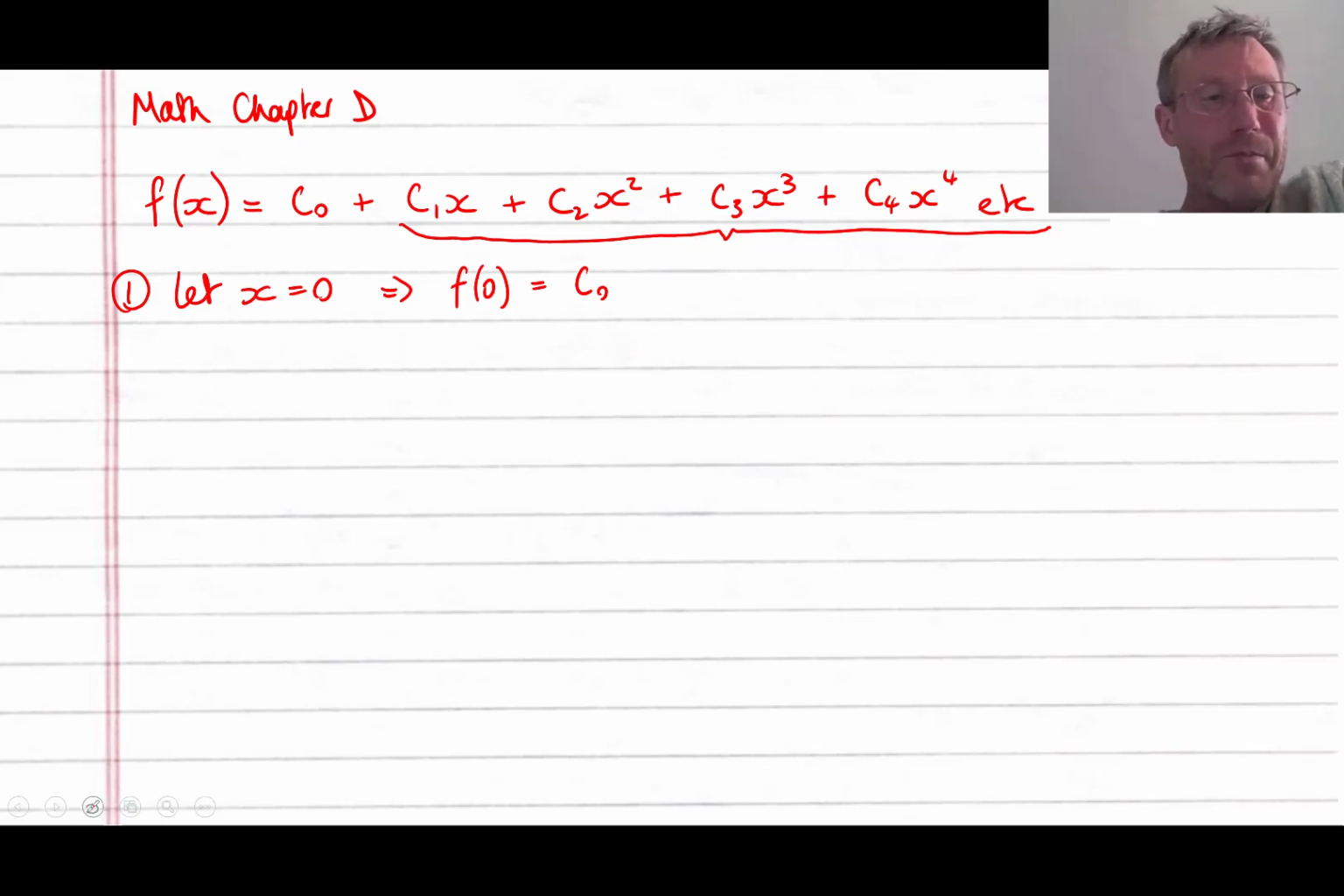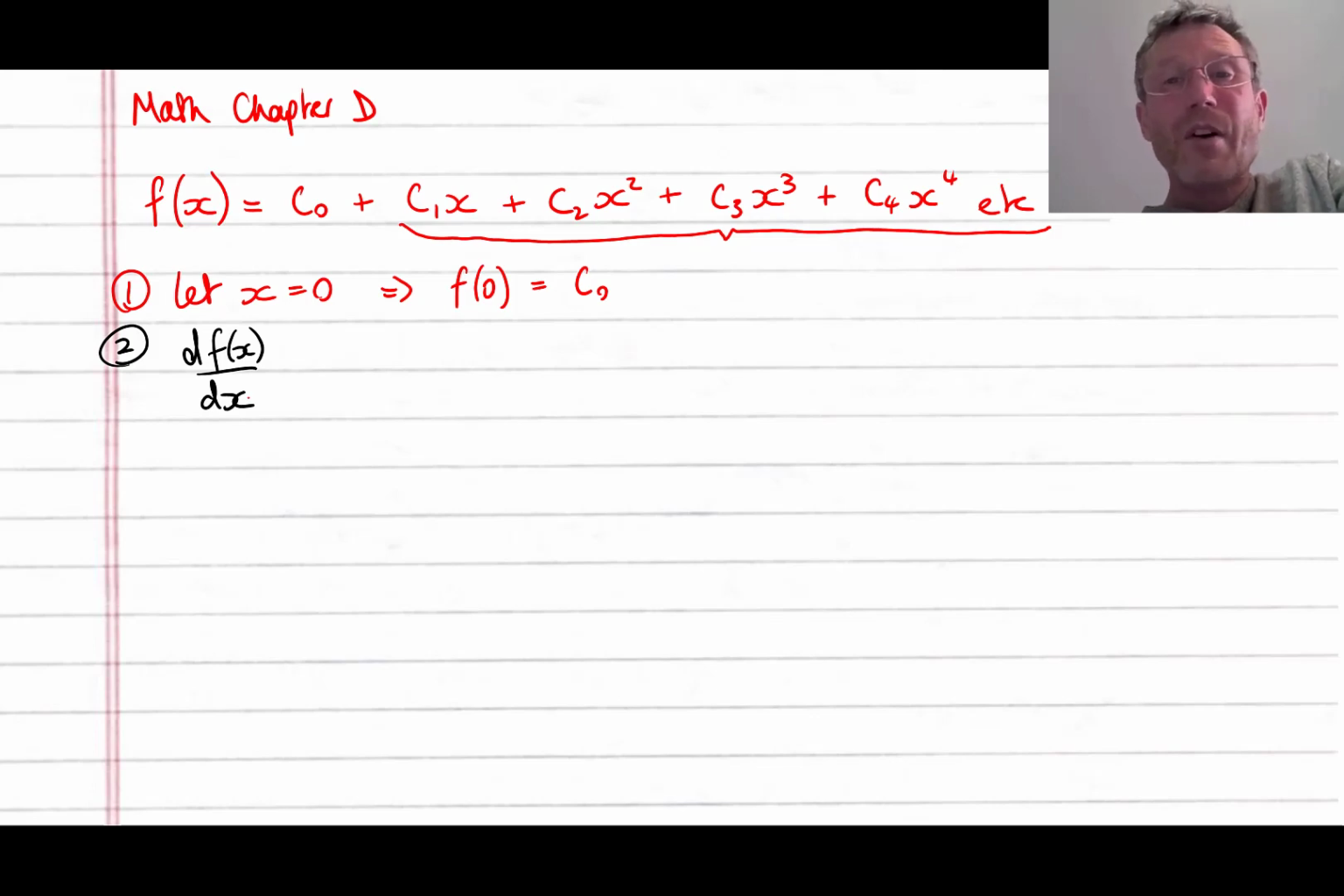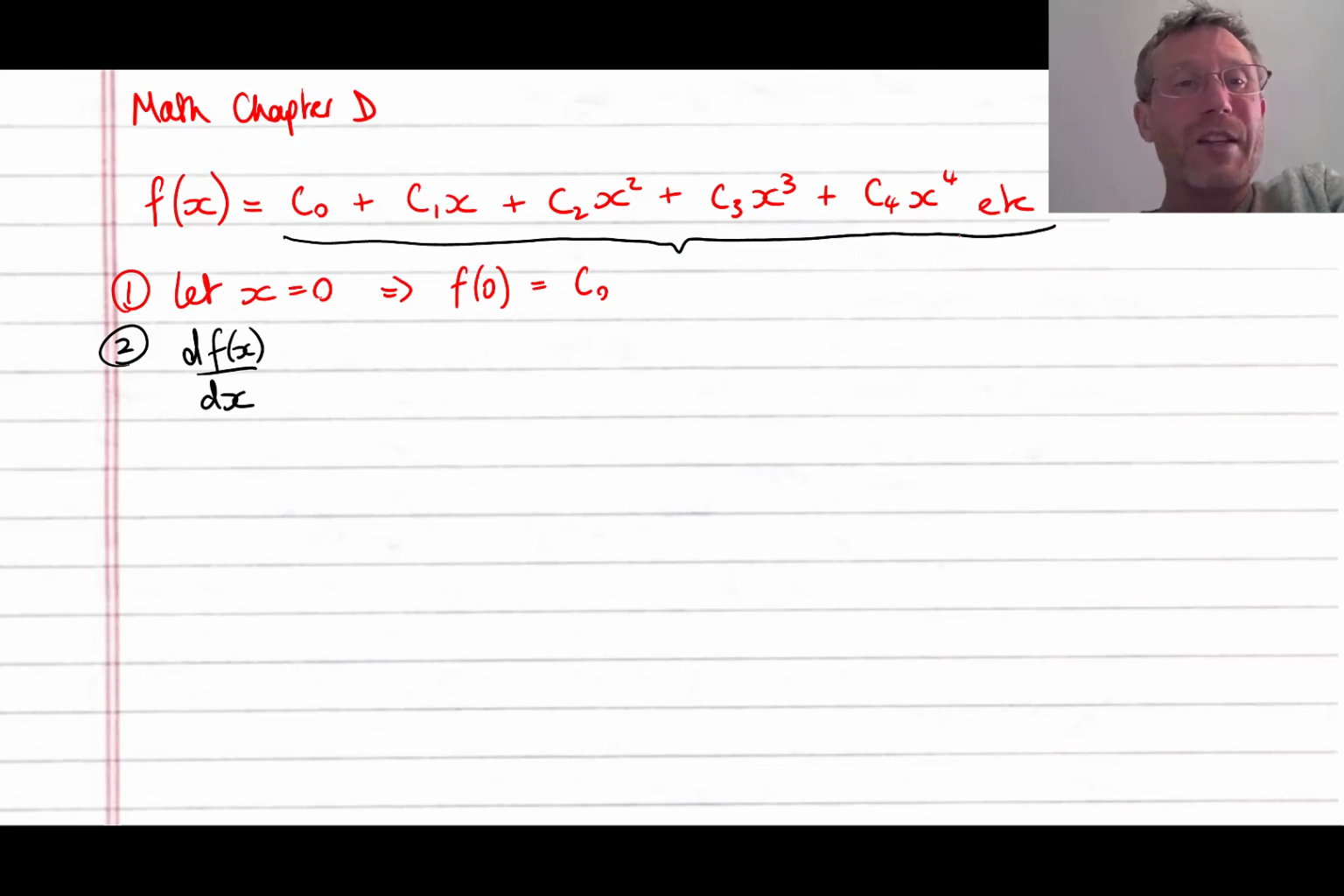The next thing we can do: what happens if we take the first derivative, df of x by dx, of our whole series expansion? Well, the C0 is a constant, so that goes away. So we end up with C1 plus 2C2x plus 3C3x squared, etc.